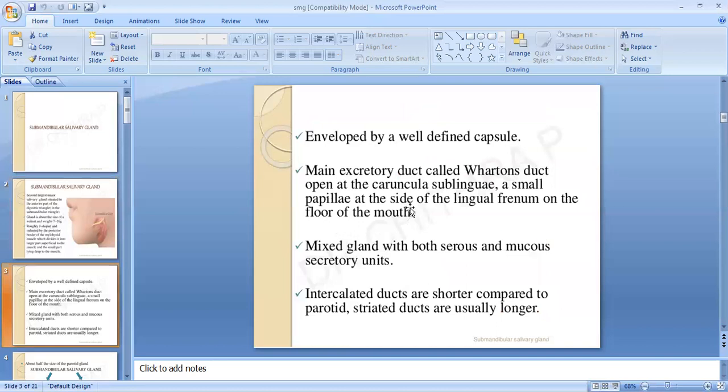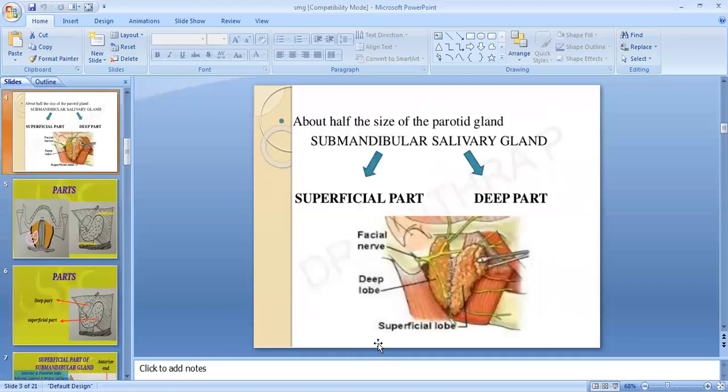It is enveloped by a well-defined capsule, and the excretory duct of this gland is called Wharton's duct, that opens into the floor of the mouth. It's a mixed gland with both serous and mucous secretory units. The parts of this gland are the larger superficial part and small deep part. The mylohyoid muscle divides this gland into superficial and deep parts.